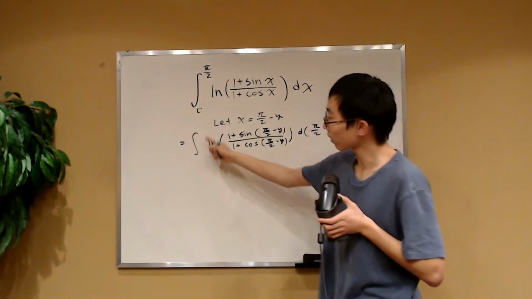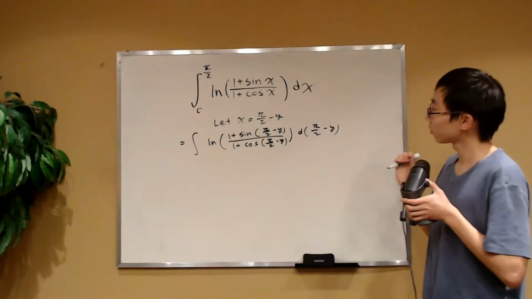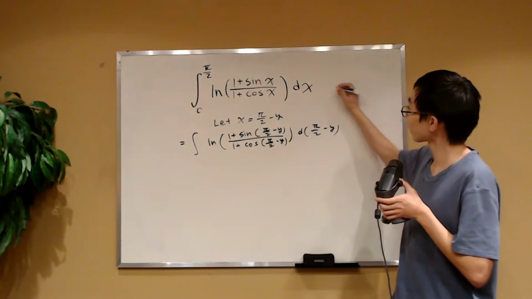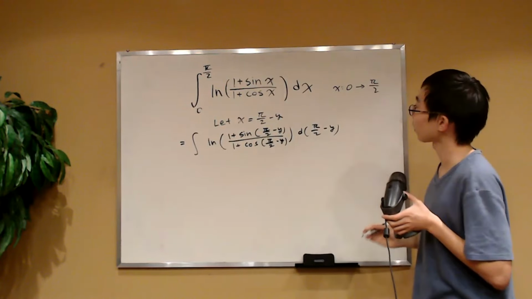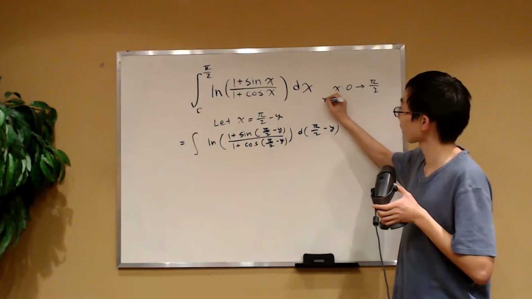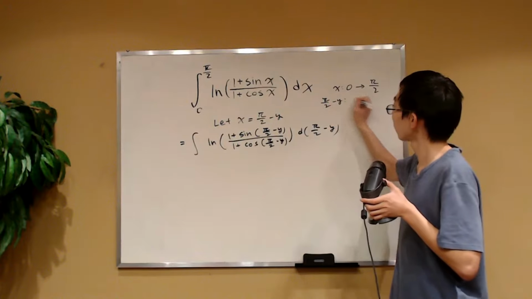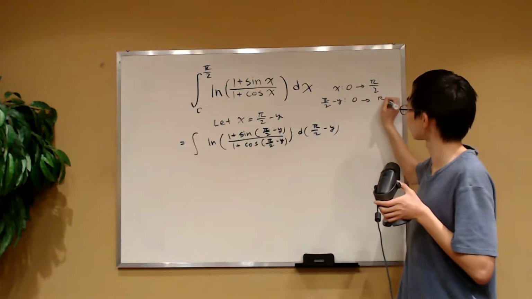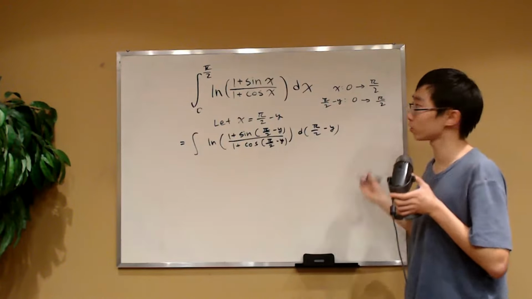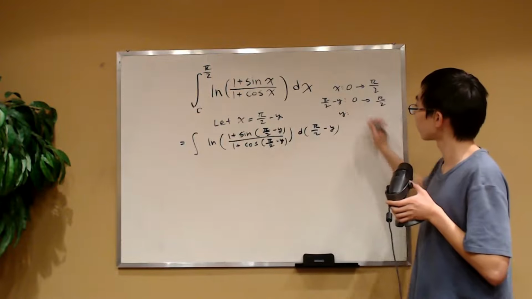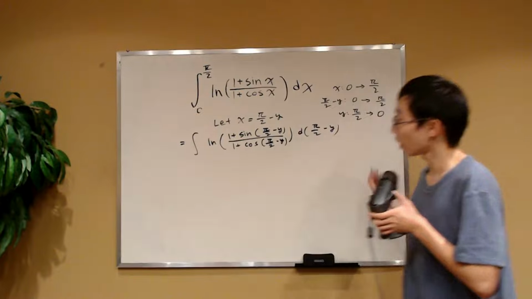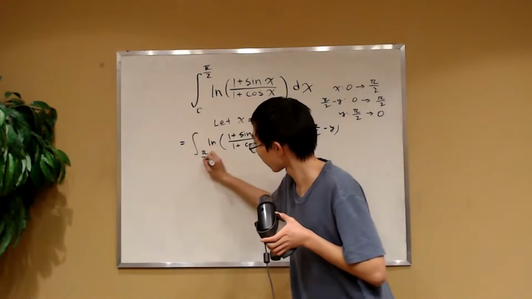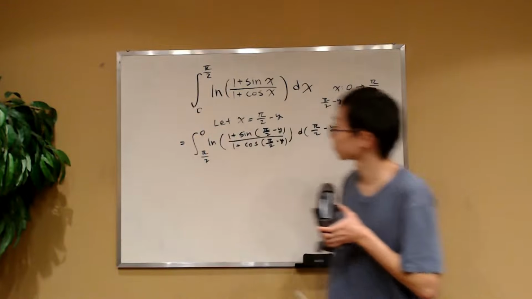As for the bounds, which we'll now worry about, notice that in the original integral, we had x going from 0 to pi over 2. Now that we made the substitution, pi over 2 minus y goes from 0 to pi over 2. Therefore, this is equivalent to having y go from pi over 2 to 0. So the lower bound is pi over 2 and the upper bound is 0.